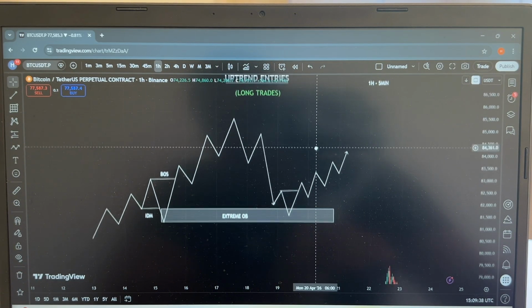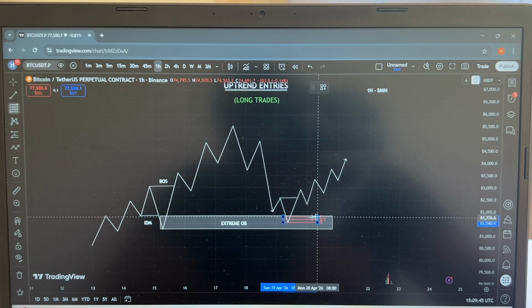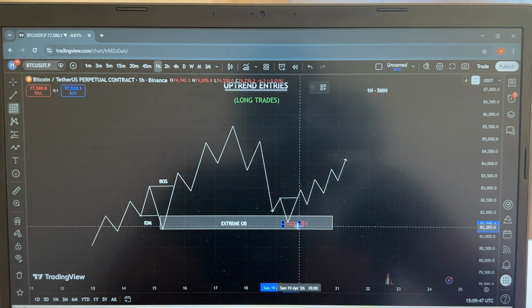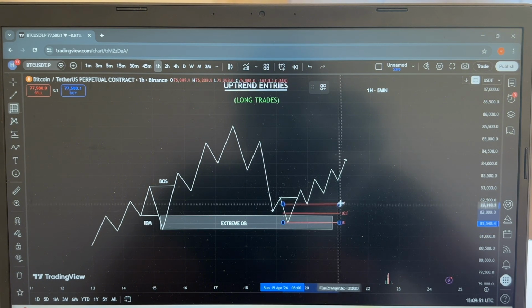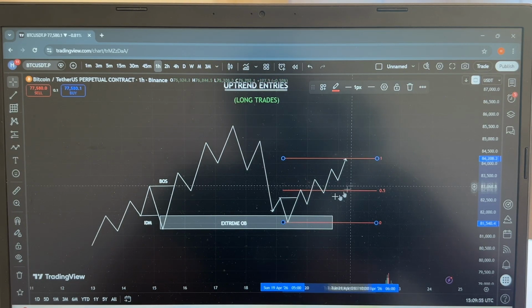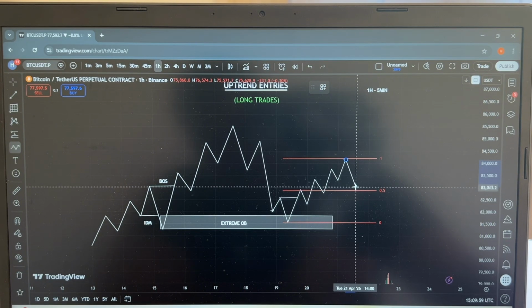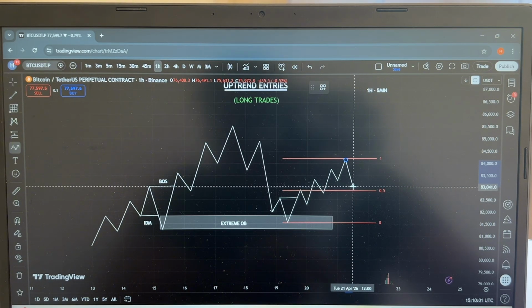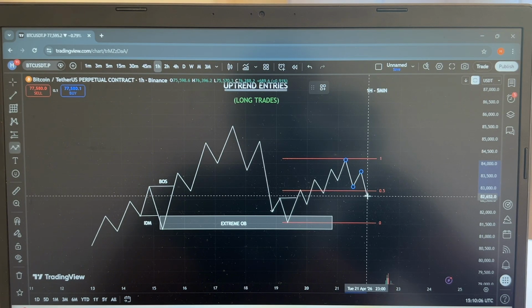So what we are going to do is use the GAN box again, and we are going to draw the GAN box from the point where it hit the extreme order, the lowest point of that, towards the highest point of the change of character. I haven't given us a change of character, so let's say it broke the previous low again, and then the market's coming down.